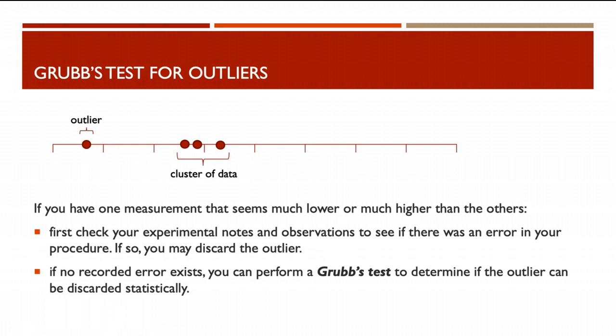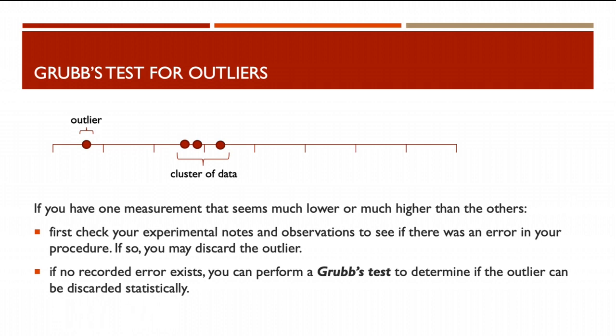What I mean by an error in your procedure is perhaps you spilled some of the solid that you weighed onto the bench and had to sweep it back onto your weighing paper. Or maybe when you were transferring it into a volumetric flask, some spilled on the floor. Or perhaps when you were filling up a graduated cylinder, you didn't fill it up quite to the line. And you took note of that in your lab notebook, and so you realize that there's a problem with that data point and you can eliminate it from your data set.